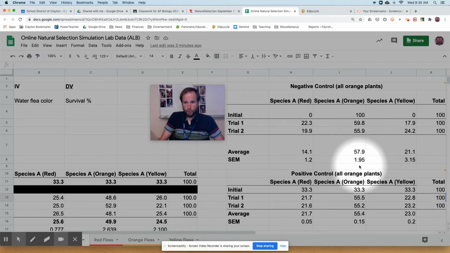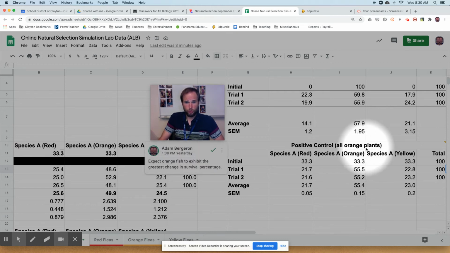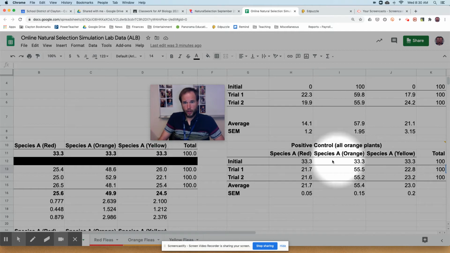However, for the positive control, it's a little bit easier to set up that part of your experiment. So this time, what I did was, again, create an environment that was exclusively composed of orange plants. And this time set up an equal number of red, orange, and yellow water fleas in the population. And what I was hoping for is to preferentially select for the orange water fleas that can camouflage in the orange water plant environment and successfully avoid predation.